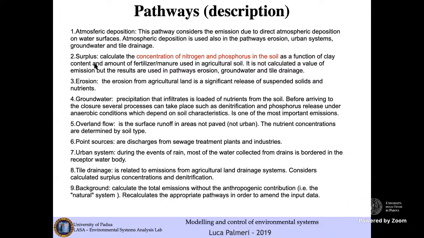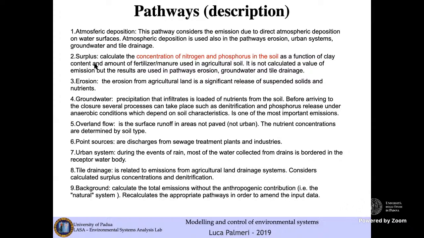Then the groundwater pathway describes the effect of precipitation that infiltrates and is loaded with nutrients from the soils. Before arriving at the river, several processes can take place, such as denitrification and phosphorus release under anaerobic conditions, which depend on soil characteristics, in particular the pH and clay content. Of course, groundwater, as we will see, is one of the most important emission pathways.